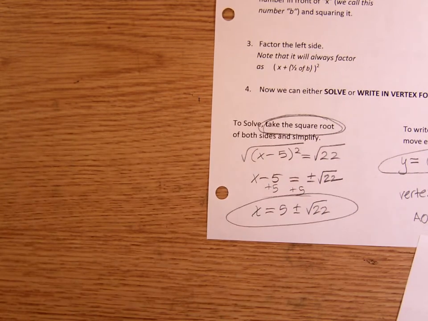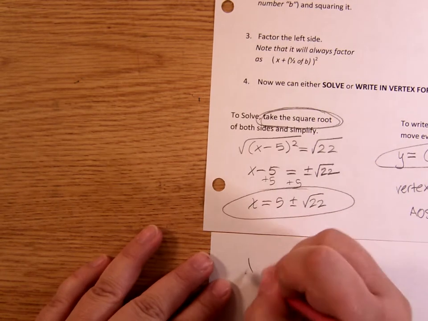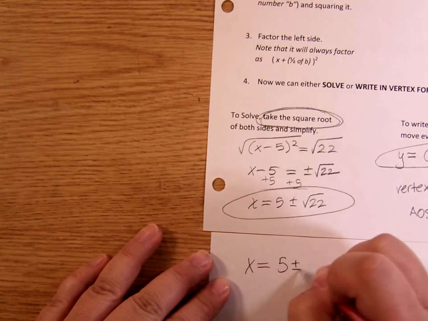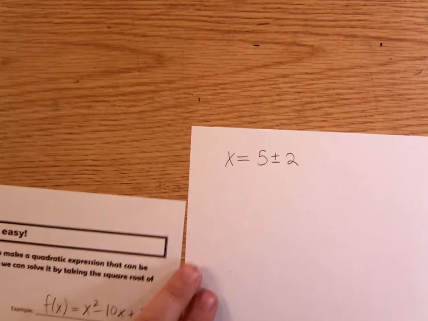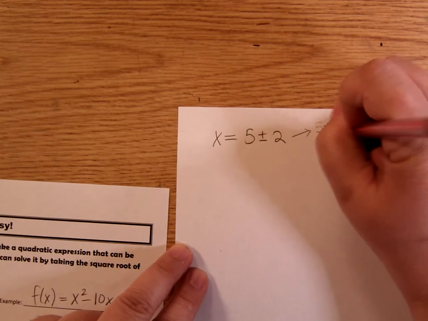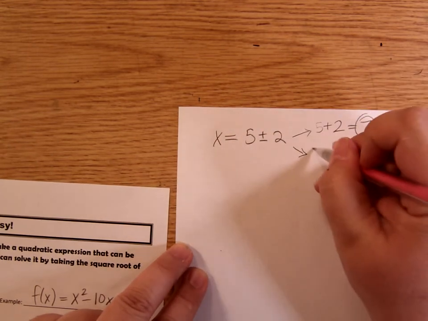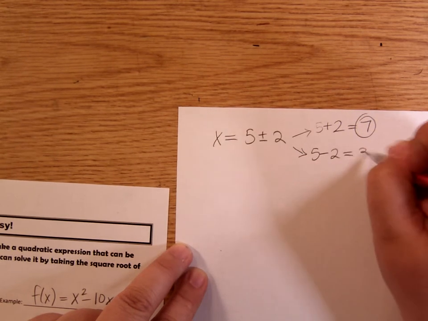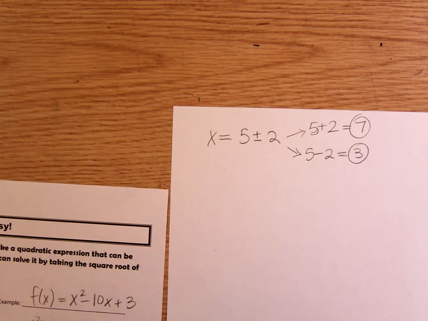Don't forget, if you get just plain numbers here, if you get something like 5 plus or minus 2, you can simplify that, so you should. You should do 5 plus 2, which is 7, and 5 minus 2, which is 3, and those are my two answers, x equals 7 and x equals 3. Again, that's sort of just an imaginary case. Here, that doesn't happen.